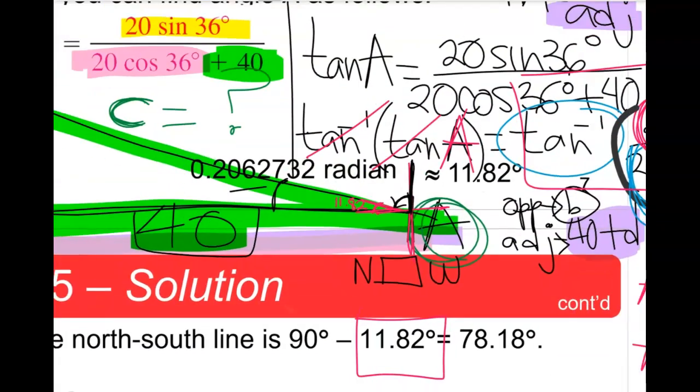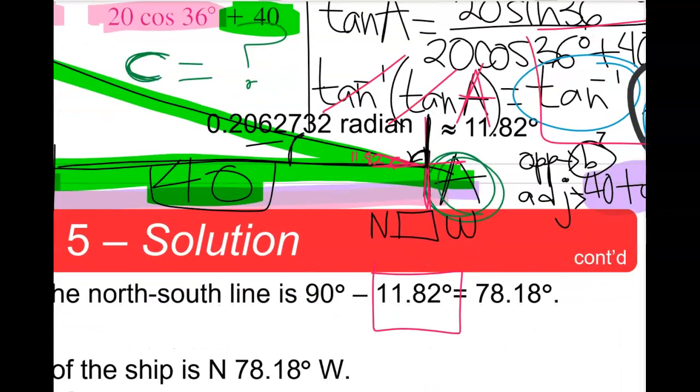Okay, and so to find the complement of that angle, we calculate 90 minus 11.82, and we get 78.18. So the bearing that we needed, so from here to there, is going to be north 78.18 west.